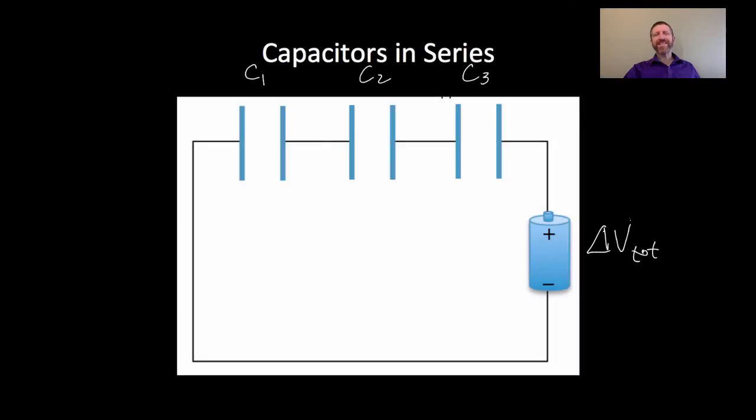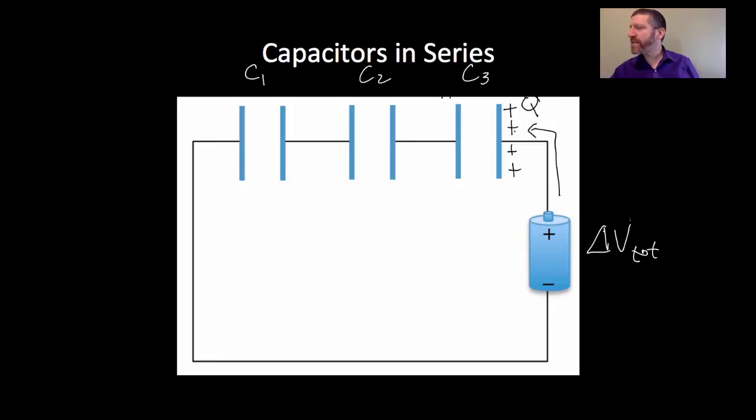Now we can deal with the slightly more complicated situation of capacitors in series. What I have right here is a battery of voltage difference delta V total, which is connected in series to three capacitors, C1, C2, and C3. They're in series. So what's going to happen in this situation is the battery is going to push positive charges out this way, out that way, like that, and we'll get some charge on there, positive Q. I'll label it Q like that.